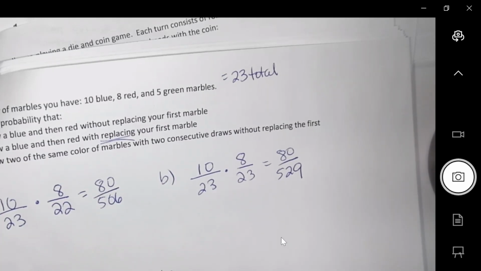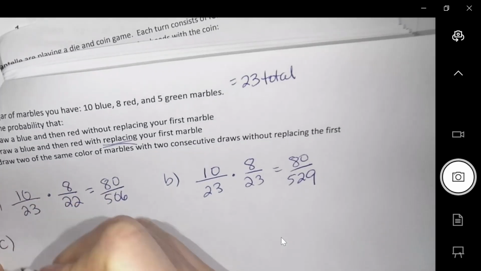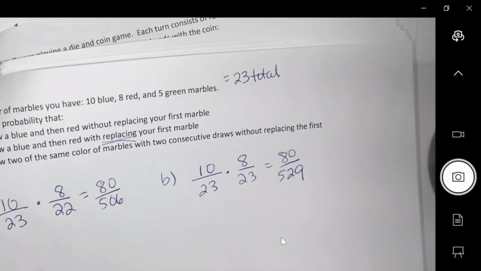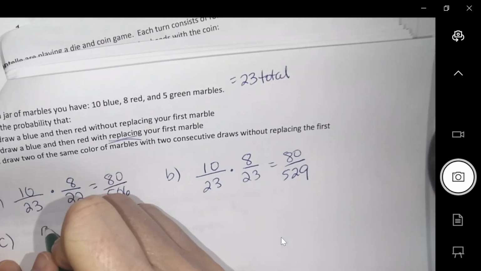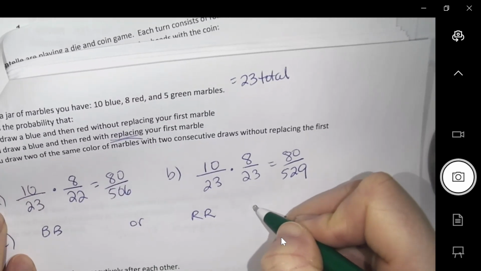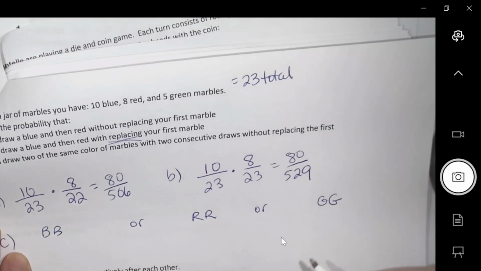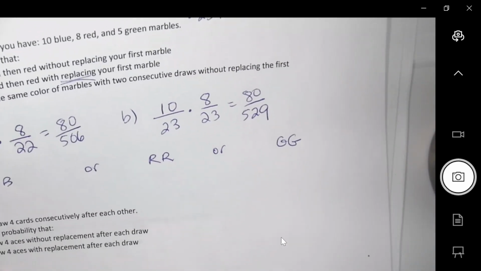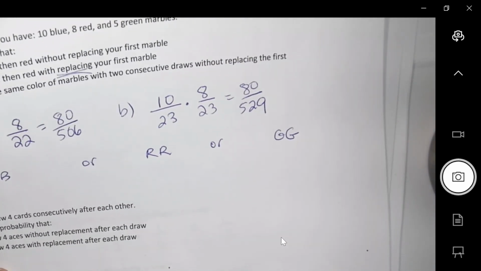Okay, what are the chances you draw 2 of the same color and without replacing the first? So if I want to get the same color, there's a few options I could do, right? Situations, I could go blue, blue, or I could have done a red, red, or I could do a green, green. So we're going to have to do 3 situations. That's how I could get the same color.